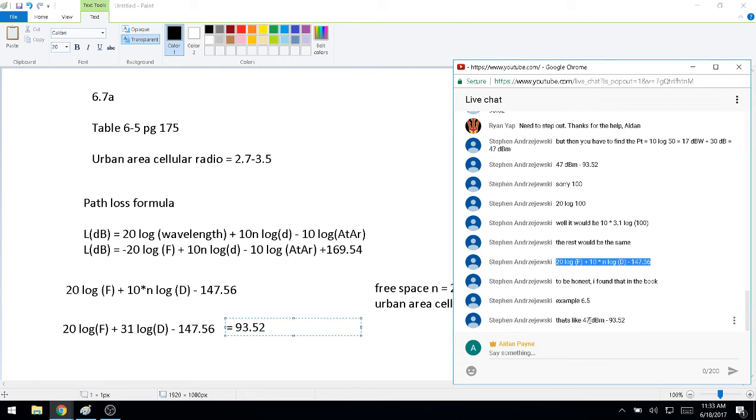And then, like Steven says, we have 47 dBm, and we subtract out the path loss that we just had. And just to clarify, Steven, where's that 47 dBm coming from? Because we just found the path loss. We found the 93.52. But how did we find the original power that we're subtracting from?